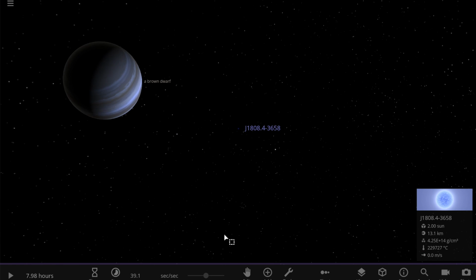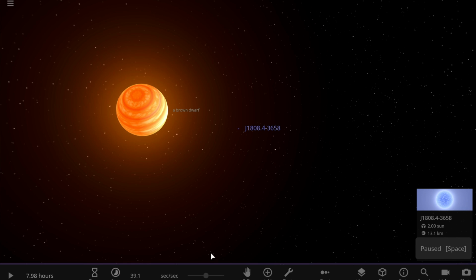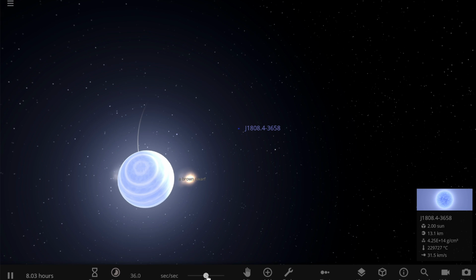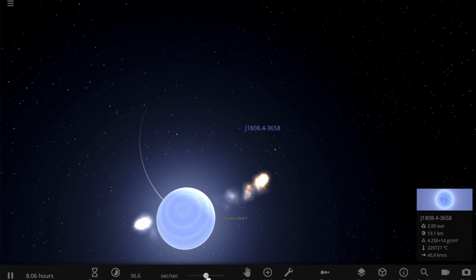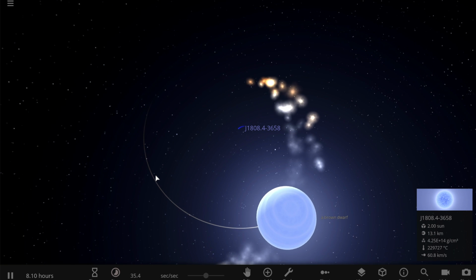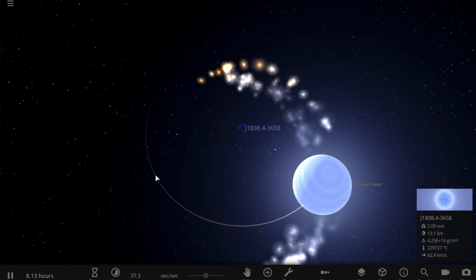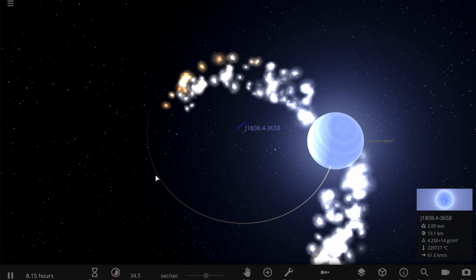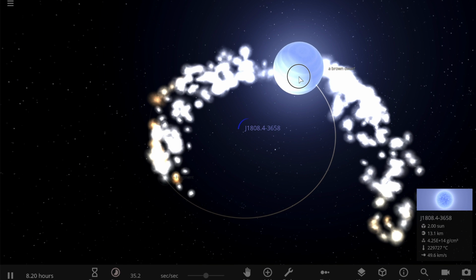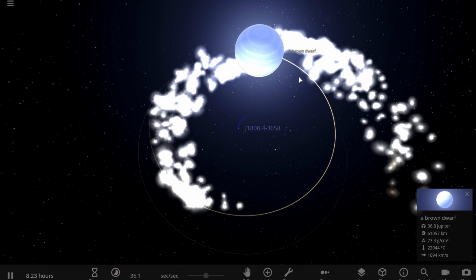So we have this system. Now I'm going to play it. As you can see right away, the brown dwarf gets super hot because it's so close to a star. It's getting hotter, and it's actually starting to get ripped apart. That's what we want. This pulsar, about 11,000 light years away, is ripping apart a brown dwarf. Kind of sad. Don't do that. And it's forming a ring around the pulsar.